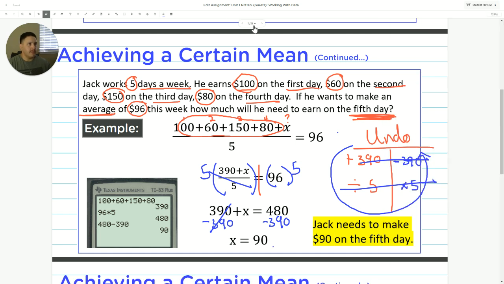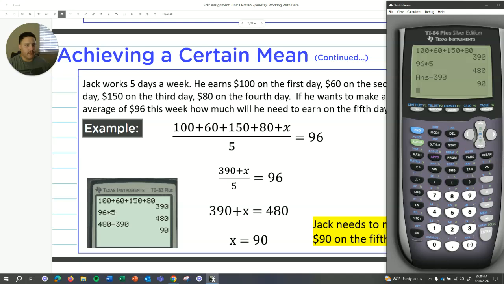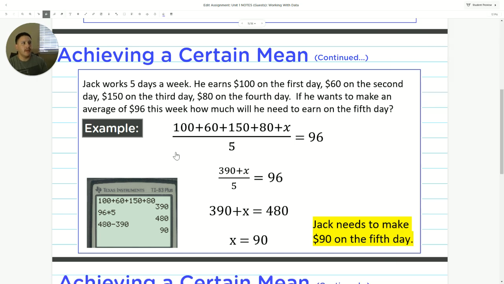Now, if you want to check your answer, let's average these out. So let's add these all up: 100 plus 60 plus 150 plus 80. And now we know what the fifth number is. It's 90, or at least that's what we're checking to see if we did this correctly. We're going to put 90 for X to get our total, then divide it by 5. And if we get 96, we did this correctly. And we did. So 90 is our answer.